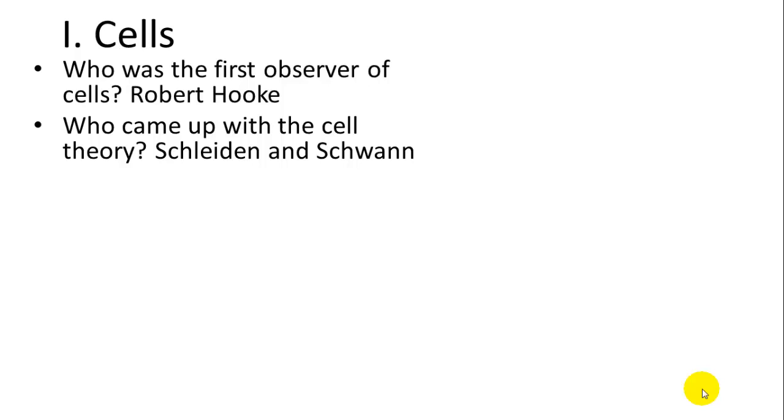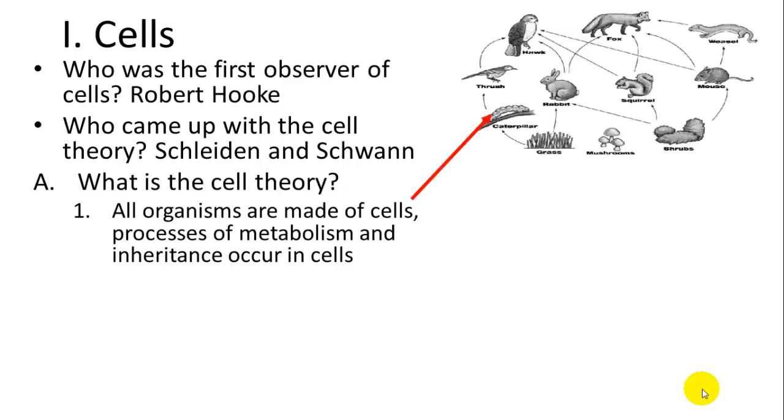Okay, so Schleiden and Schwann were the two scientists who developed this theory. And it is this. First, that all organisms are made of cells. So stuff that I already mentioned before. And the processes of metabolism and inheritance occur in the cells. And we know this to be true based on DNA and what we know about that.